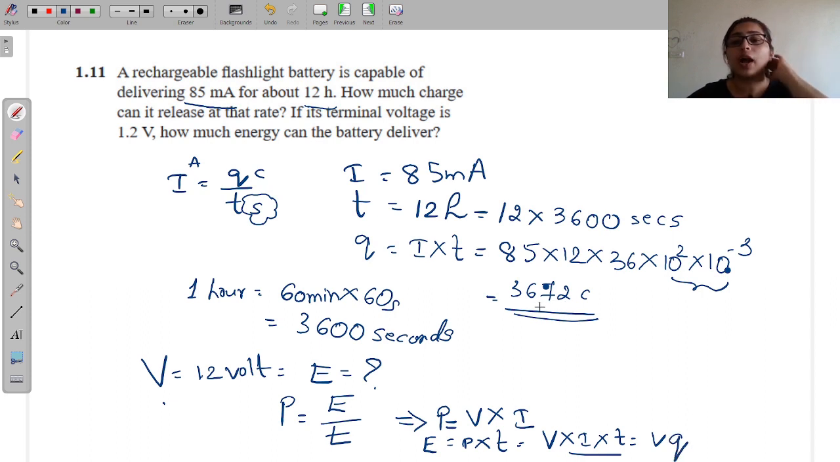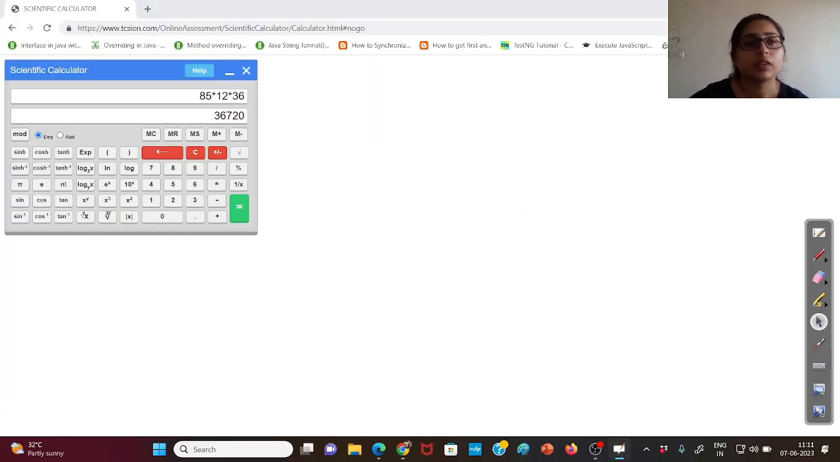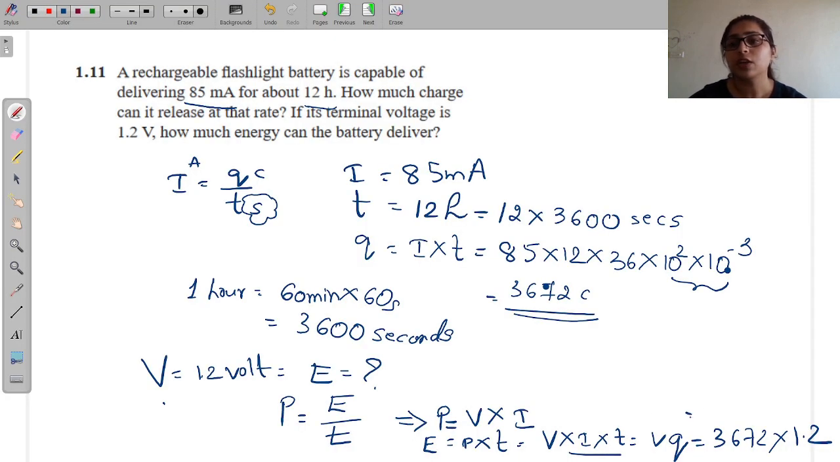Now Q I have already found, 3672, and the terminal voltage which is given is 1.2. So 3672 divided by 10 into 1.2 will give you 4406.4 joules. So 4406.4 joules is the answer. When you know the voltage and the current, you can find the power, and after finding the power you can find the energy easily. So this is the procedure to find the answer.